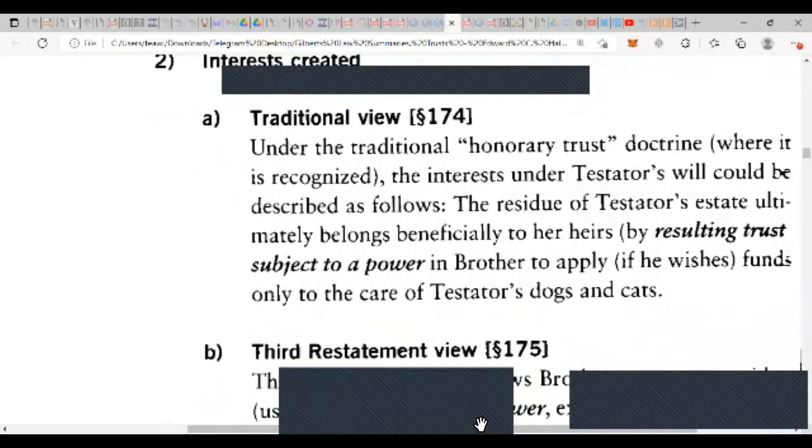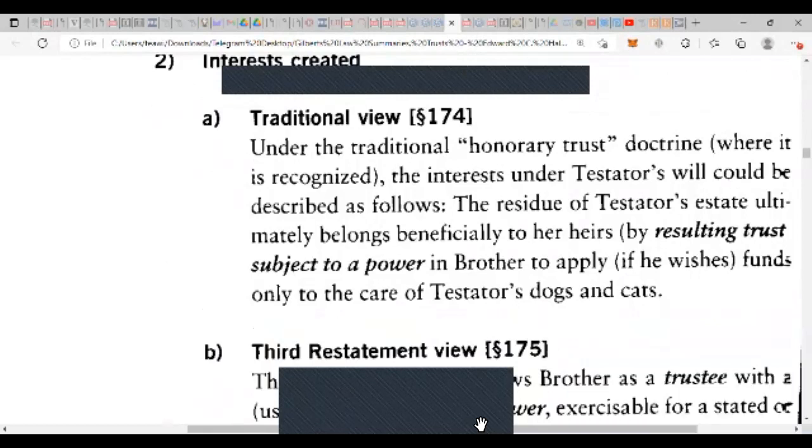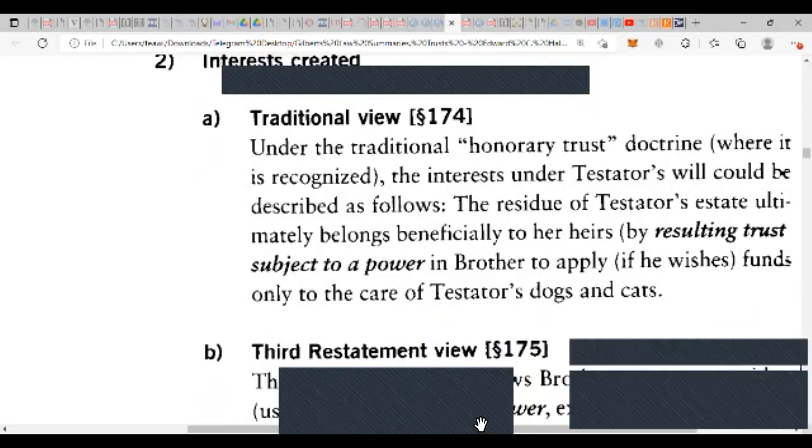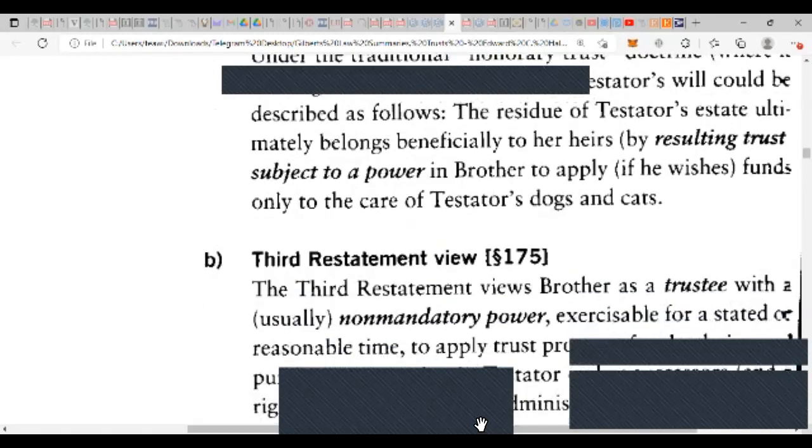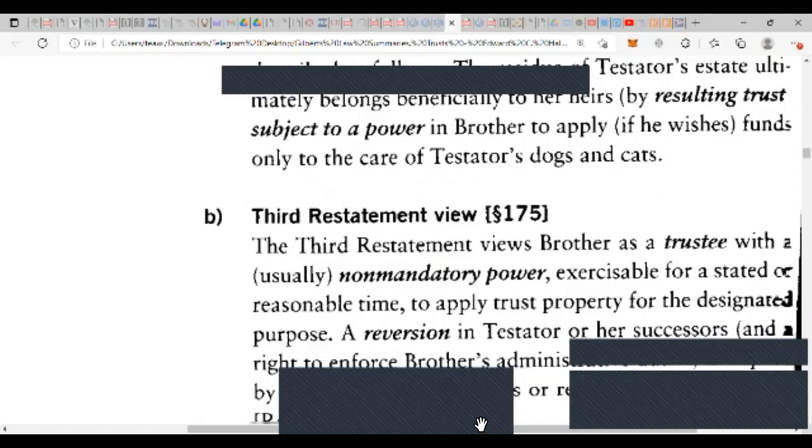A. Traditional view, Section 174. Under the traditional "honorary trust" doctrine, where it is recognized, the interest under testator's will could be described as follows. The residue of testator's estate ultimately belongs beneficially to her heirs by resulting trust, subject to a power in brother to apply, if he wishes, funds only to the care of testator's dogs and cats.